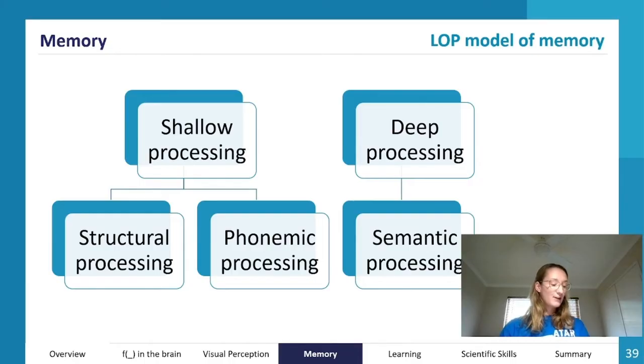So that's learning words by their physical features, such as uppercase, lowercase, or letters. Structural processing is remembering the physical features of the words, and actually only about 20% of the words are recalled after structural encoding.